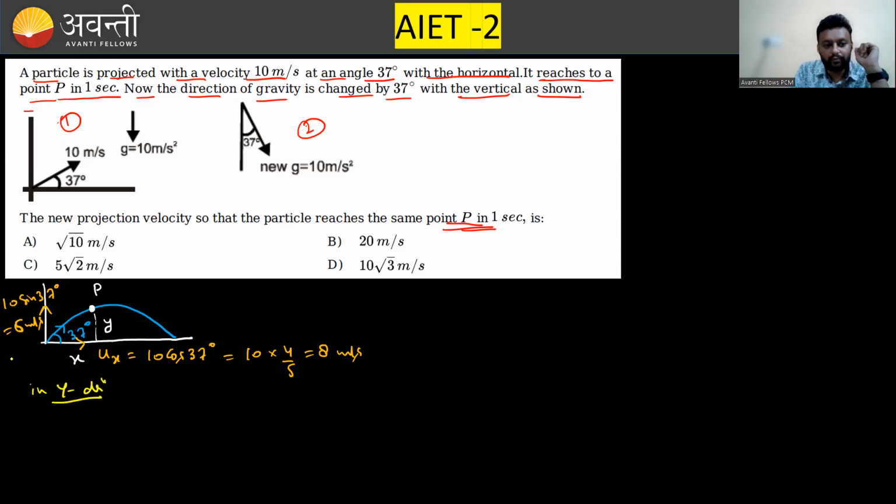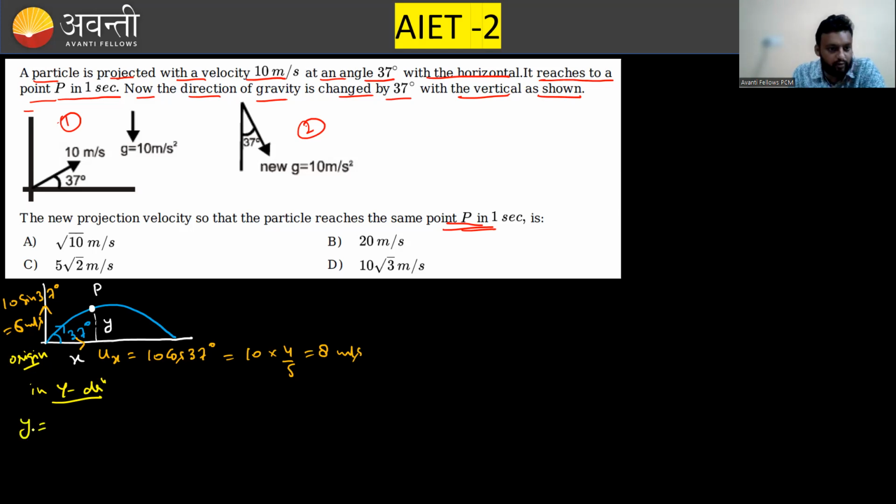Up to which point? Let's suppose this is our origin. I am applying the motion up to point P in y direction. So what is the equation? S equals ut plus half at square. This is the general equation. If I put the values, so displacement is what?